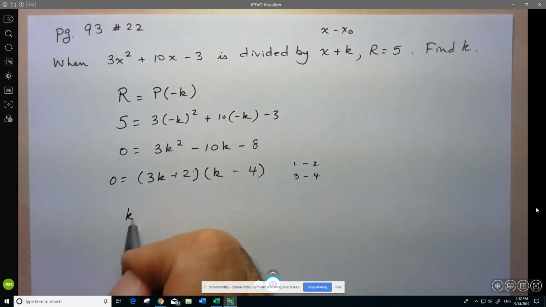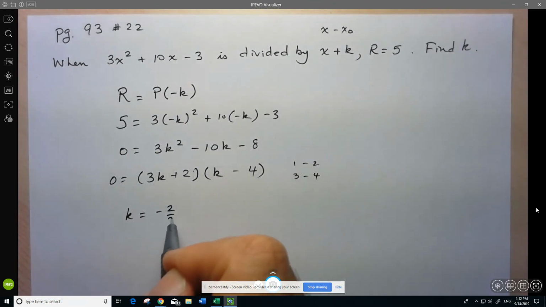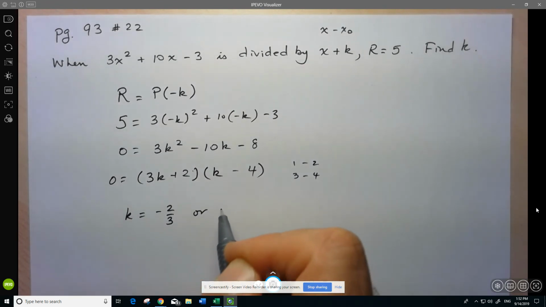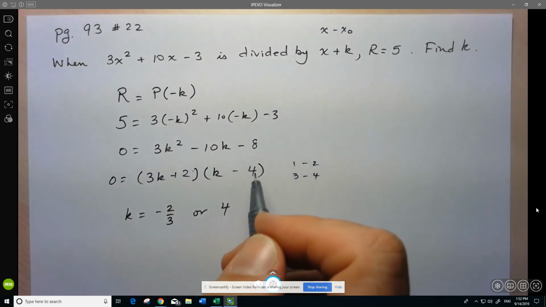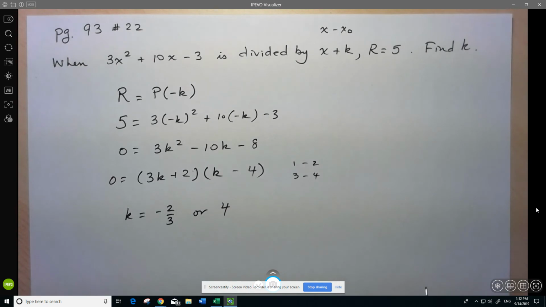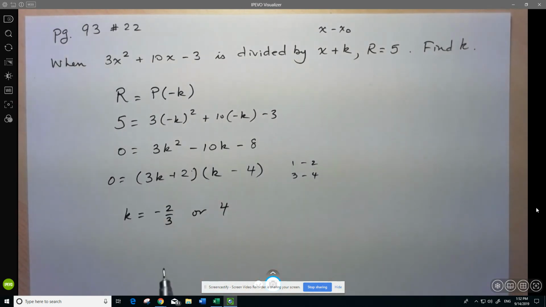And so here we can easily solve. This is going to be negative 2/3, or k can also be equal to 4. All right, and there's our solution. So it means that there's 2 possible values of k that are going to satisfy these conditions.